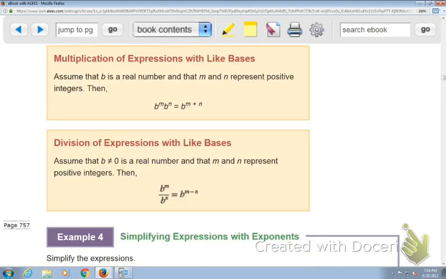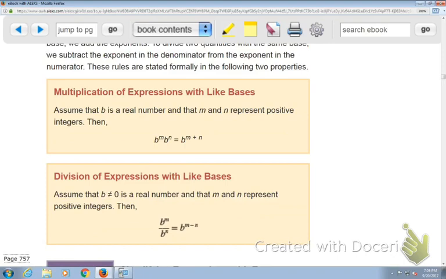So here are the rules in a nice orange box if that's what you wanted. If my handwriting just doesn't do it for you. B to the m times b to the n is equal to b to the m plus n. When you multiply like bases, you add exponents. B to the m divided by b to the n is b to the m minus n. When you divide like bases, you subtract exponents. Hopefully, again, like I said before, you've been exposed to this before.